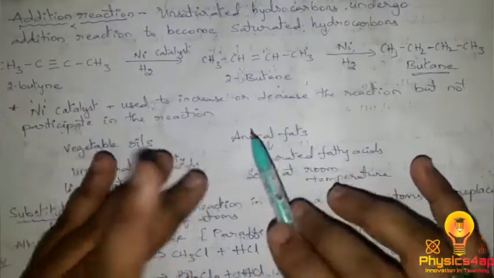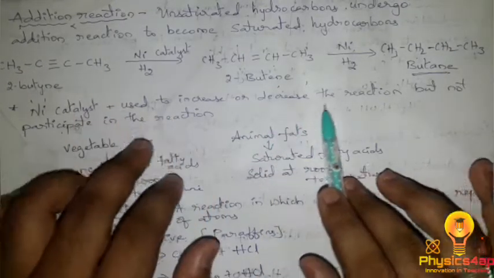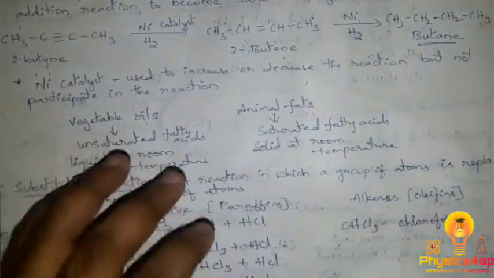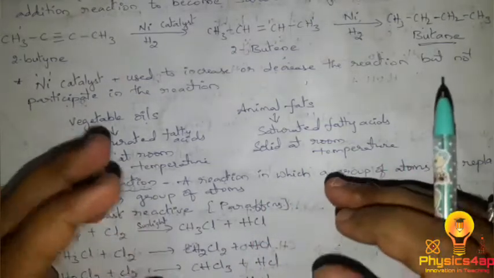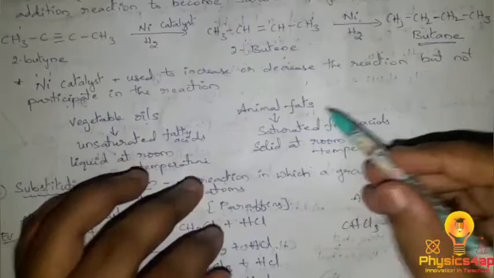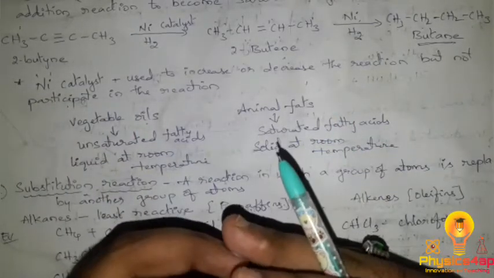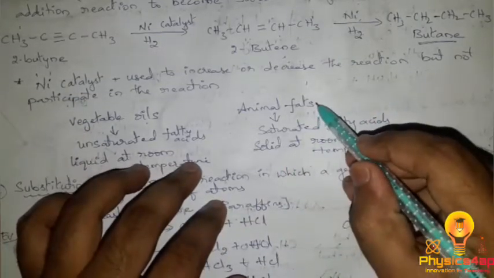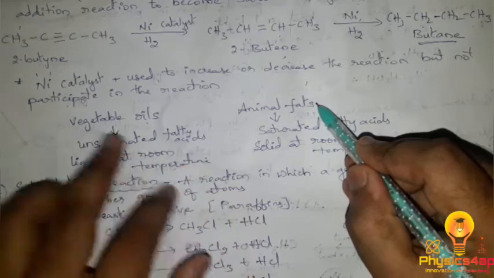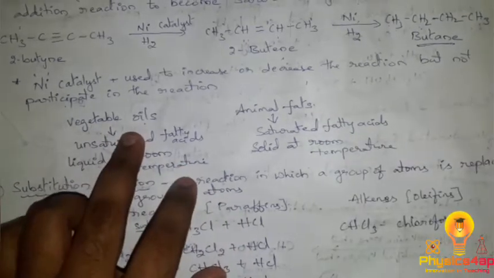Now as I told you, the catalyst is used to increase or decrease the rate of the reaction, but it doesn't participate in the reaction. Now coming to the news channels, where we hear about low quality oils, like using animal fat as an oil. We have some of the news in TV channels and also in newspapers. So why should we not use animal fats here? We have to use only vegetable oils. So what is the reason here?